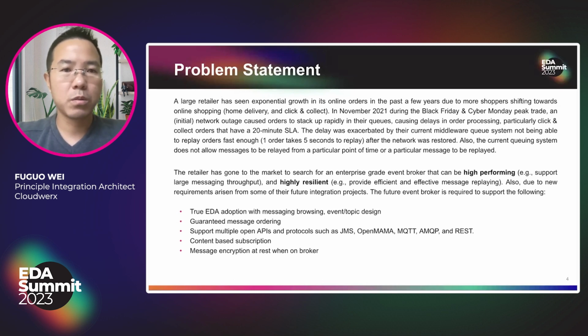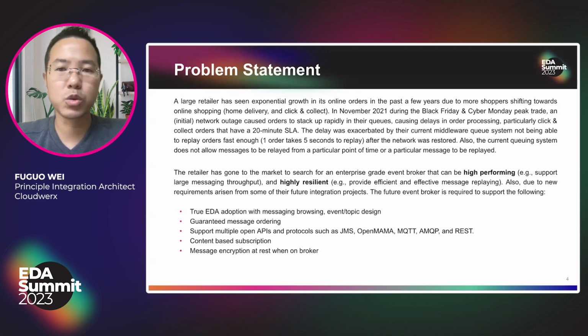So this is a fictional story I made up, but it's close enough to a real problem in reality. There was a large retailer, and they saw big growth in their online orders in the past few years. Obviously, that's due to the shift of the paradigm of more shoppers shopping online, particularly after the pandemic began. So the shoppers would order online for either home delivery or click and collect. They still go to stores, but they order online and go to stores and pick up their order.